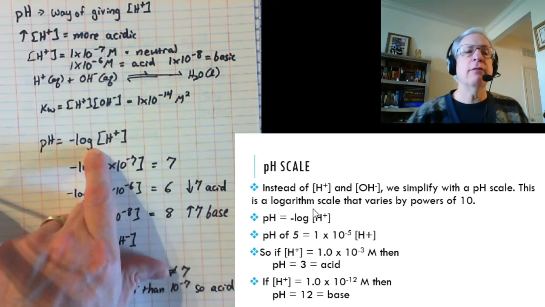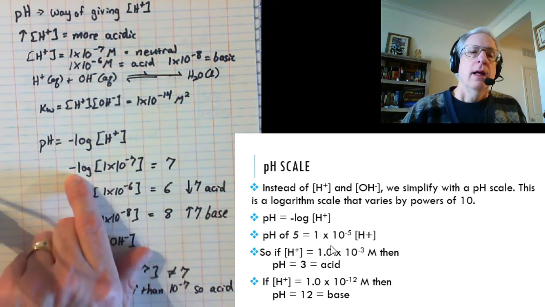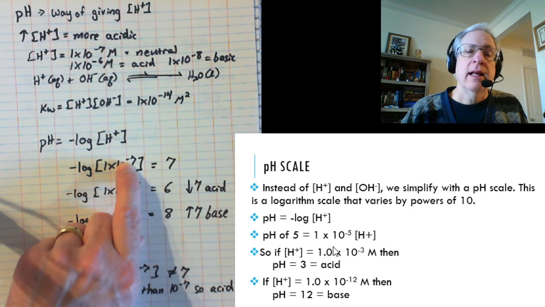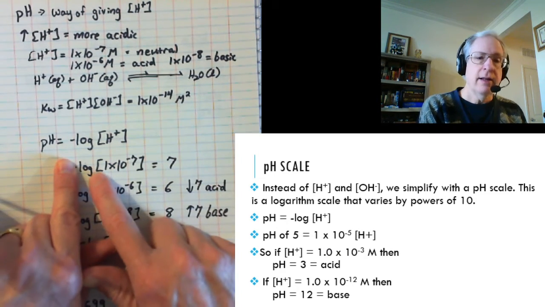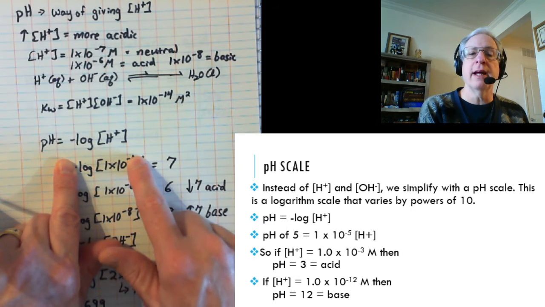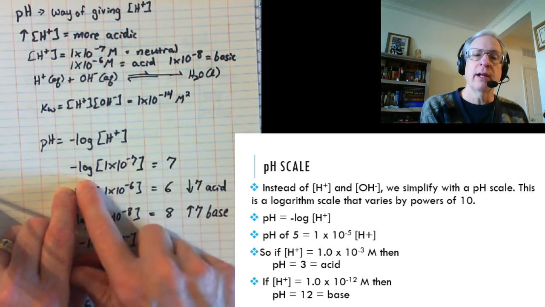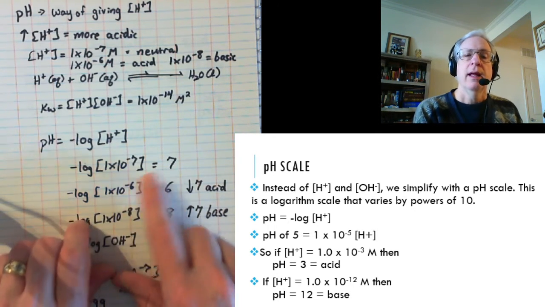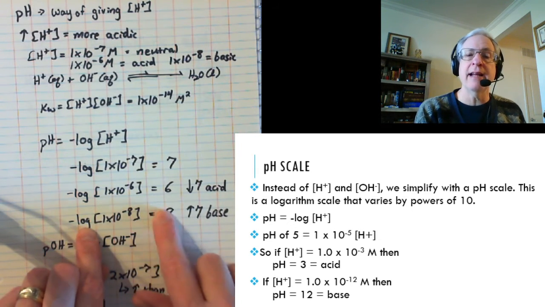So if I do this negative log of the hydrogen ion concentration, and I'll do it up here and then I'll go to the slides. The negative log of 1 times 10 to the negative 7th. The log base 10 of 10 to the negative 7 power is negative 7. So I take a negative of it and I get 7. So when it is neutral, the negative log of 1 times 10 to the negative 7th is 7. If it was negative log of 1 times 10 to the negative 6, I would get 6. And if this was 8, I get 8.